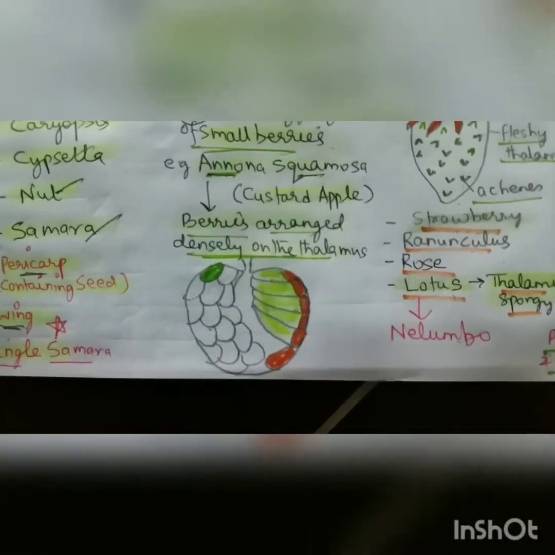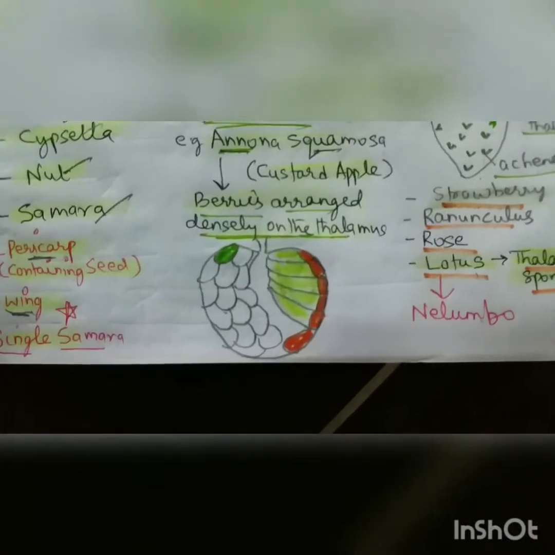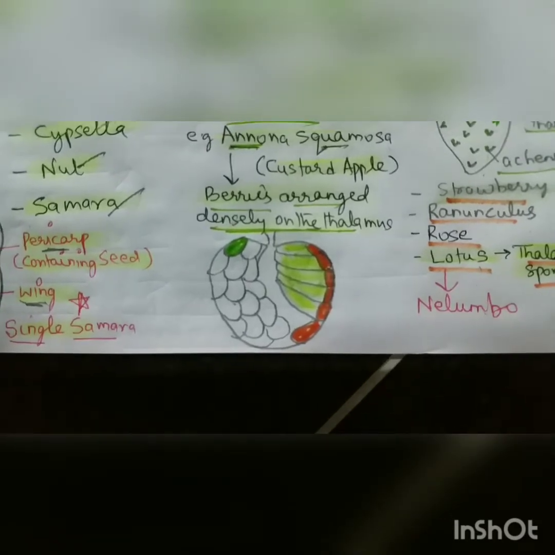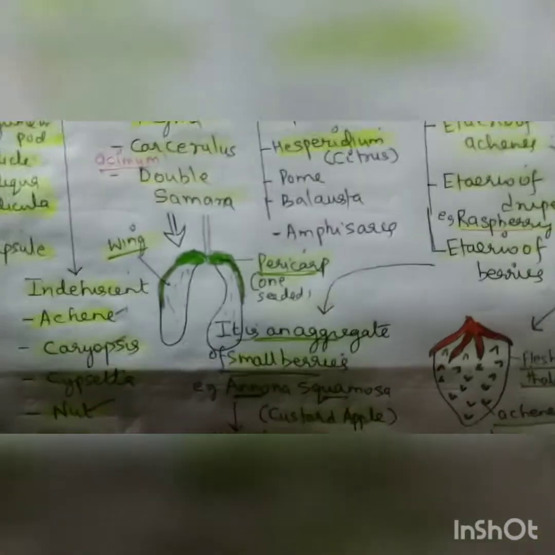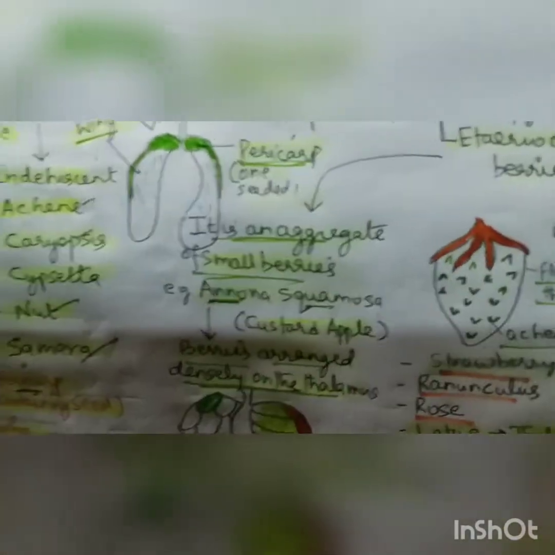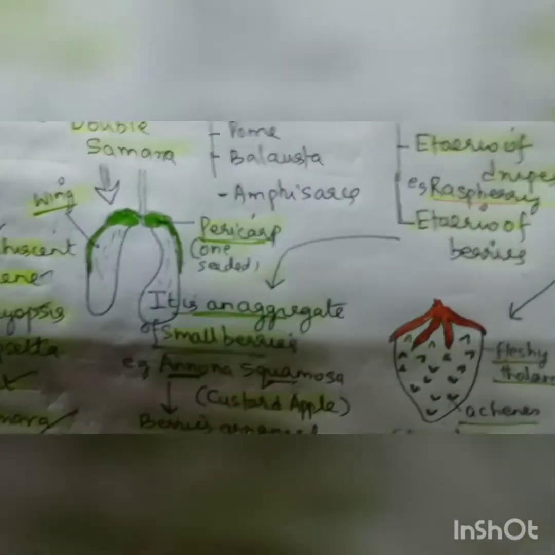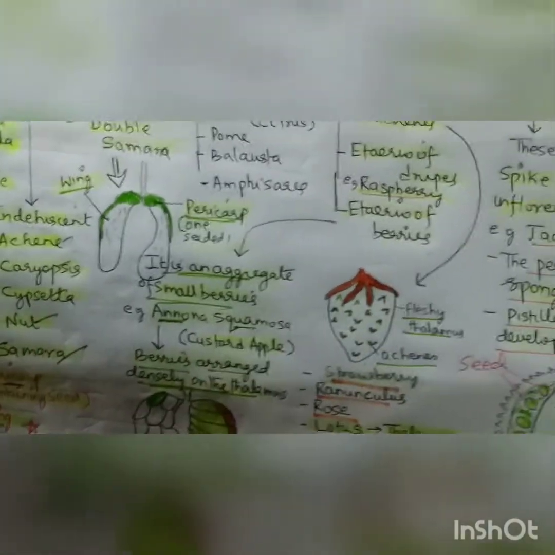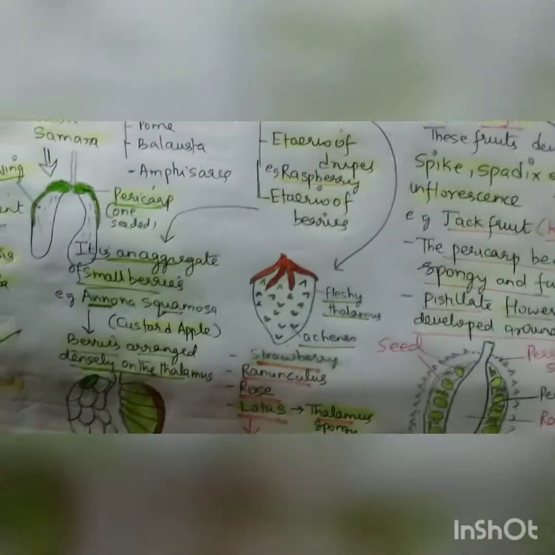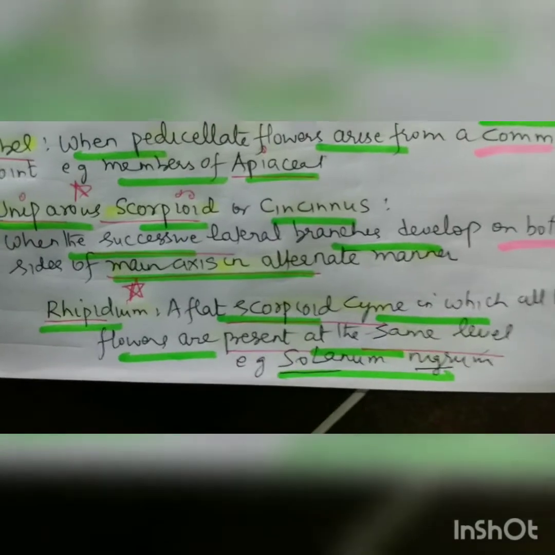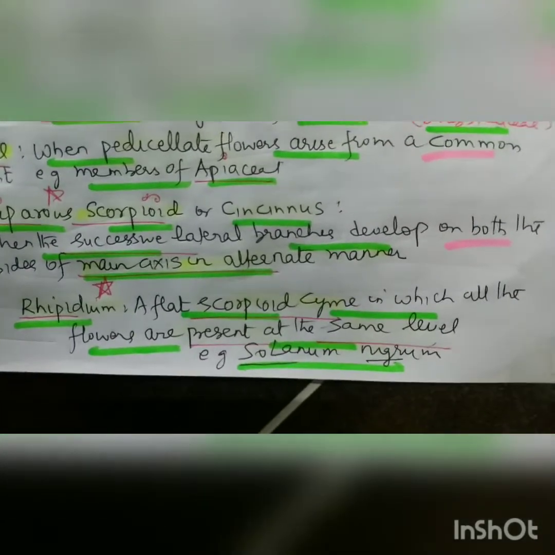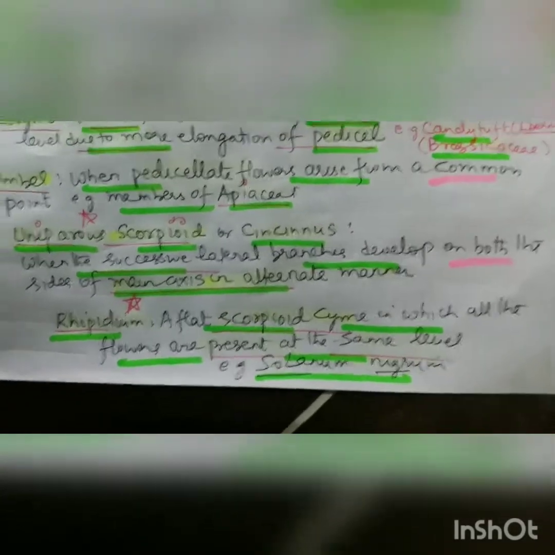And then we have the custard apple, which we also eat every day. Annona squamosa, berries arranged densely on the thalamus, right? Then we have samara with one wing and double samara with two wings, and these two wings are basically the enlargement of the pericarp, right? And then we did, I already explained, the racemose cyme, a flat scorpioid cyme in which all the flowers are present at the same level, Solanum nigrum.